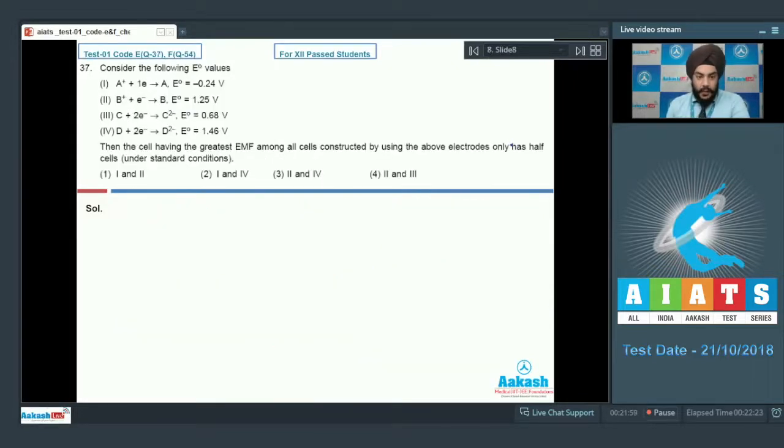Let us look at question number 37 now. Consider the following E0 values. We have been given 4 different conversions and the E0 values associated with each of the conversion. Then the cell having the greatest EMF among all cells constructed using the above electrodes only has half cells as. So students, we know that E0 of the cell is equal to E0 of cathode minus E0 of anode when we are talking about the reduction potentials. So all of these values given to us are reduction potentials.